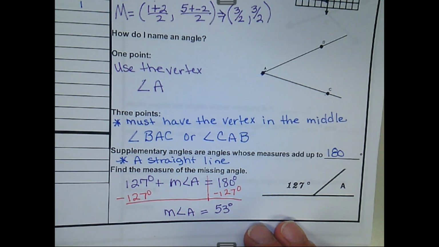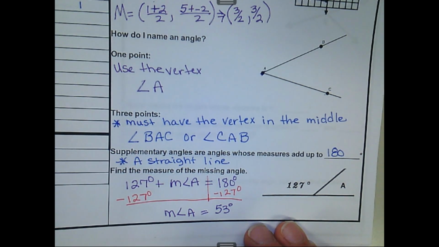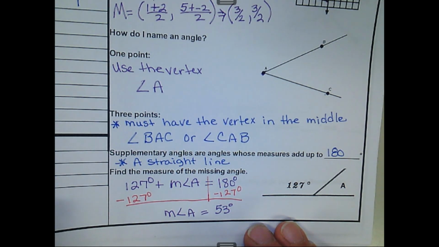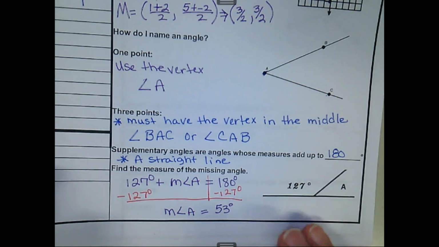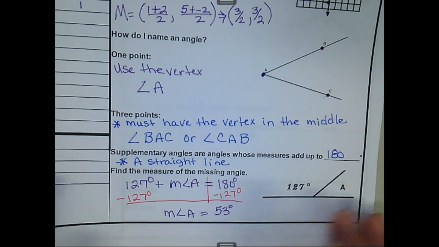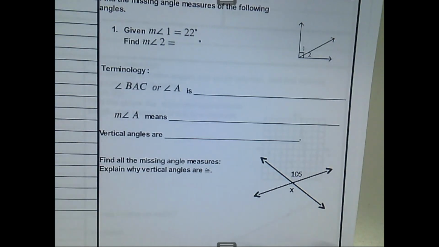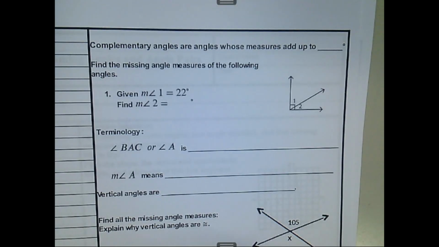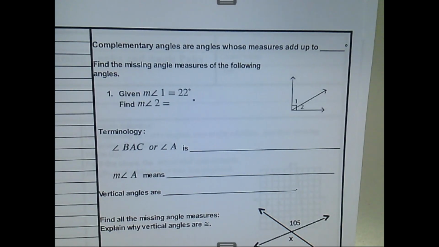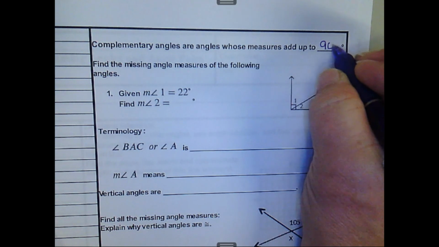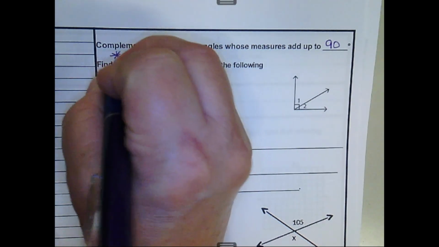You can measure angles in degrees, or you can measure them in radians. So you have to designate what you're measuring them in. Okay, if you're still unsure, back up the video and watch it again. Okay, so supplementary angles add up to 180 degrees. Complementary angles add up to 90 degrees, a right angle.